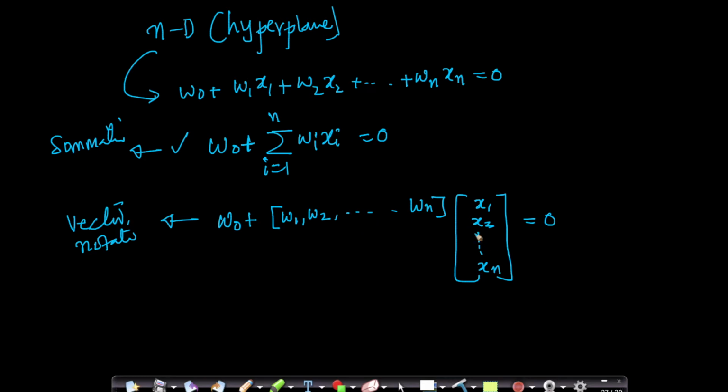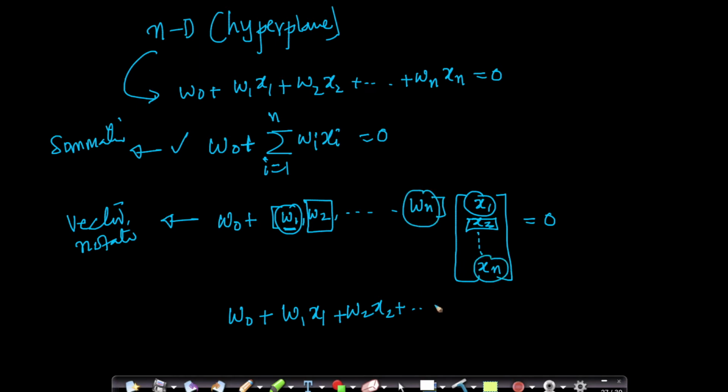So what does this product look like? When you multiply this vector with this vector, those of you who have studied basic matrices and matrix multiplication, probably in your 11th or 12th grade, will easily recognize this. This is nothing but w0 plus the first component here multiplied with the first component here, which is w1 x1, and then you take the second component, multiply it with the second component, which is w2 x2, and so on. Take your last component, multiply it with the last component, which is wn xn, equals 0. So this is a vector notation of writing it, and we'll use this notation a lot.